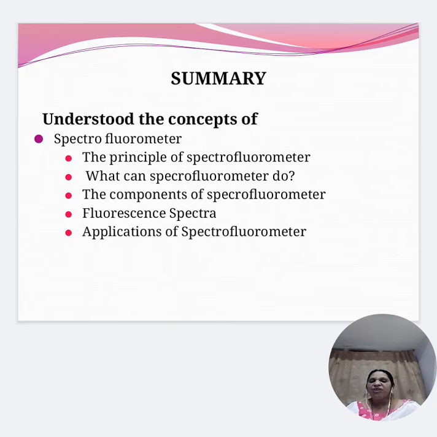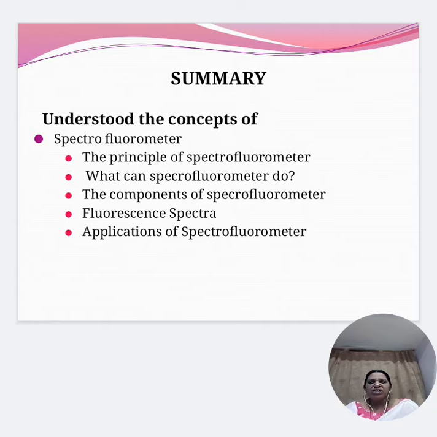So we have observed the fluorescent spectra. The fluorescent spectra is recorded by measuring the intensity of the emitted radiation as a function of either the excitation wavelength or the emission wavelength. The excitation spectrum is obtained by measuring the emission intensity at a fixed wavelength while varying the excitation wavelength.